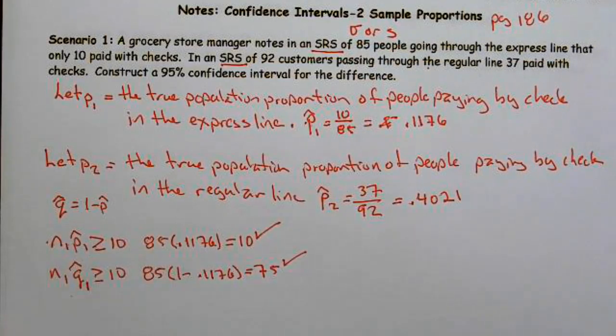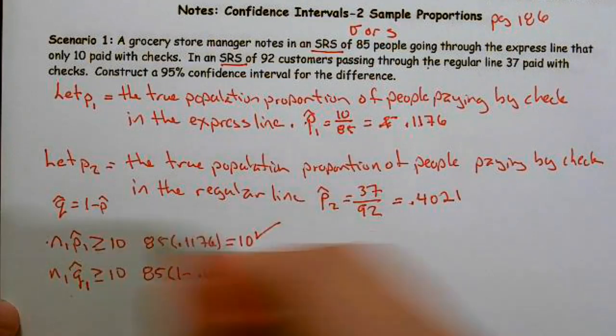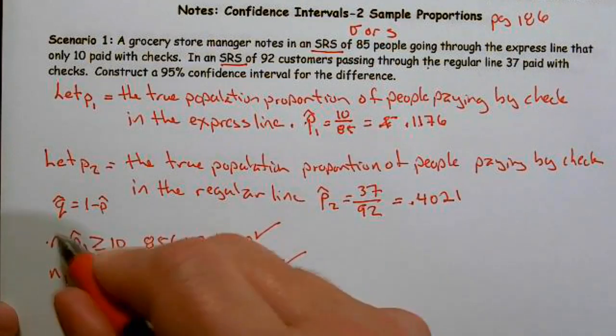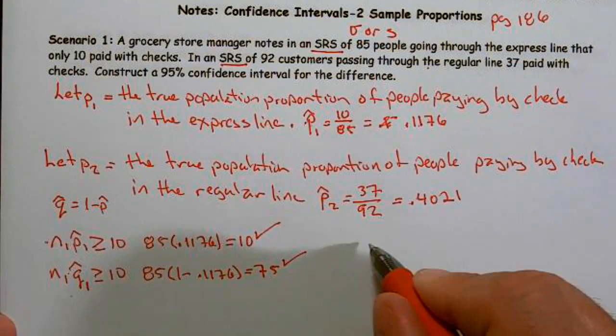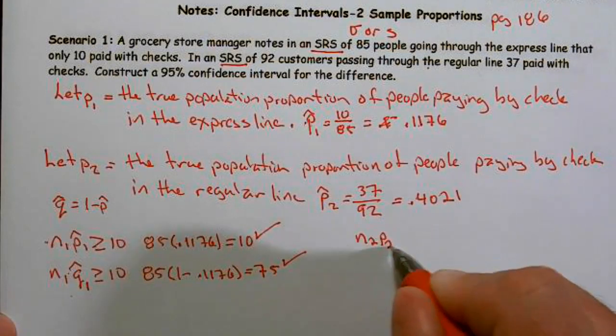All right. So we've done n1, and this is for the first one. Now we need to do the second set, which is going to be n2 times p hat 2.